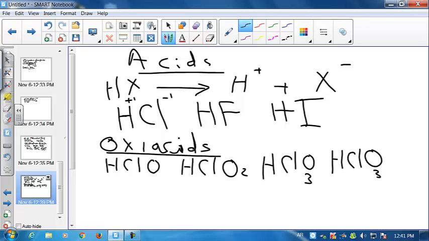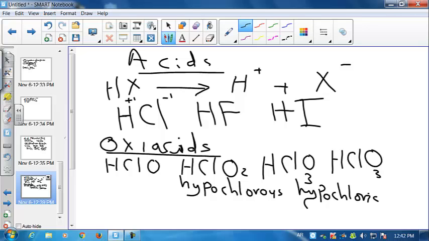So how do we name it? This is hypochlorous. We need to memorize this. This one is chloric, and this is the one with 4. If chloric contains 3 oxygen, then 4 means perchloric acid, above the chloric. And this is hypochlorous.